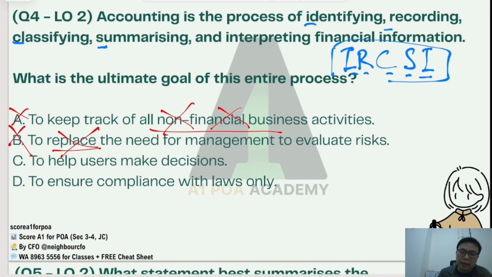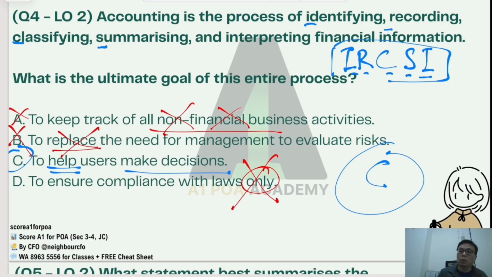C, to help users make decisions, seems to be the case, right? Because we have to help users make informed decisions. So let us look at D. D, to ensure compliance with law only. No, right? Of course, you need to comply with the law subsequently. But again, is that the ultimate goal as far as this question is concerned? The answer will be C.